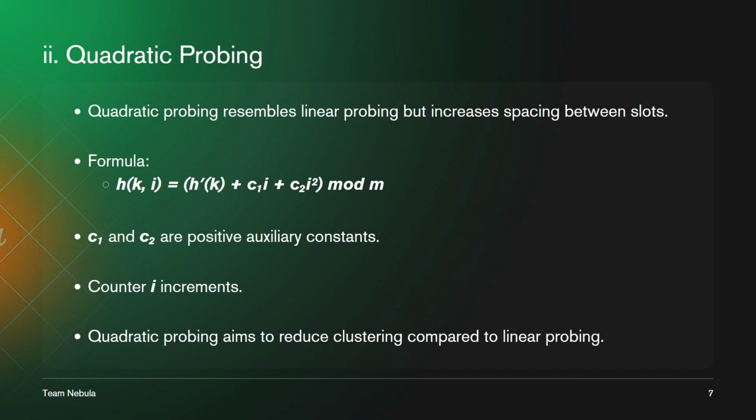Quadratic probing. It works similar to linear probing, but the spacing between the slots is increased to more than 1 by using the following relation: h(k,i) equals (h'(k) + c1*i + c2*i^2) mod m. c1 and c2 are positive auxiliary constants. i is the set of non-negative integers starting from 0.